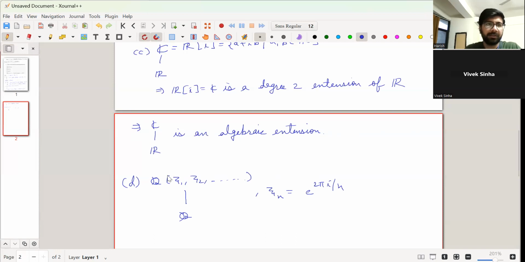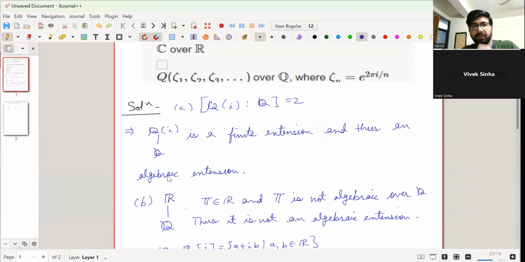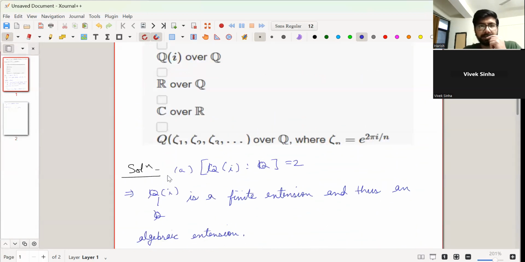Certainly not finite. For any n, zeta n is given only. For any zeta n it is finite, but here the number of zeta n is not fixed. It's increasing. At each step you are adjoining one zeta.